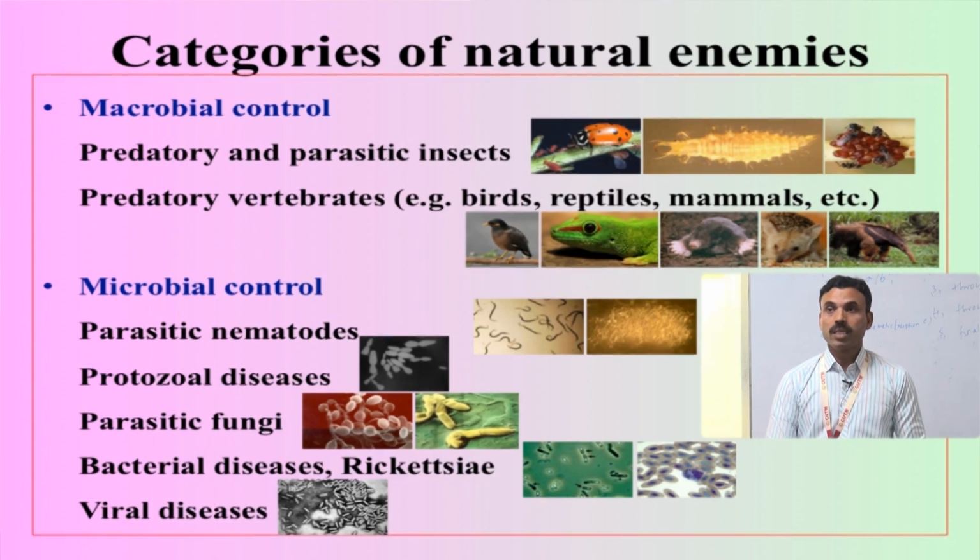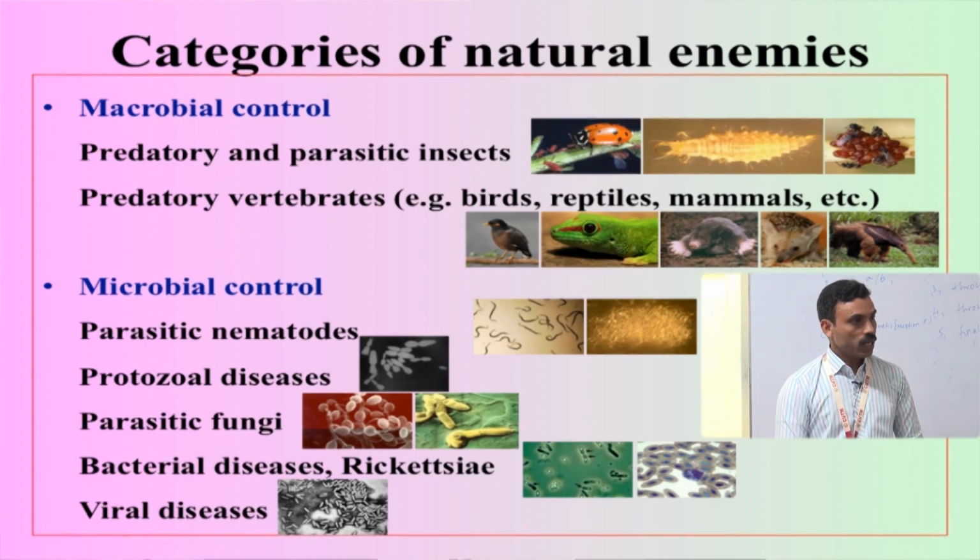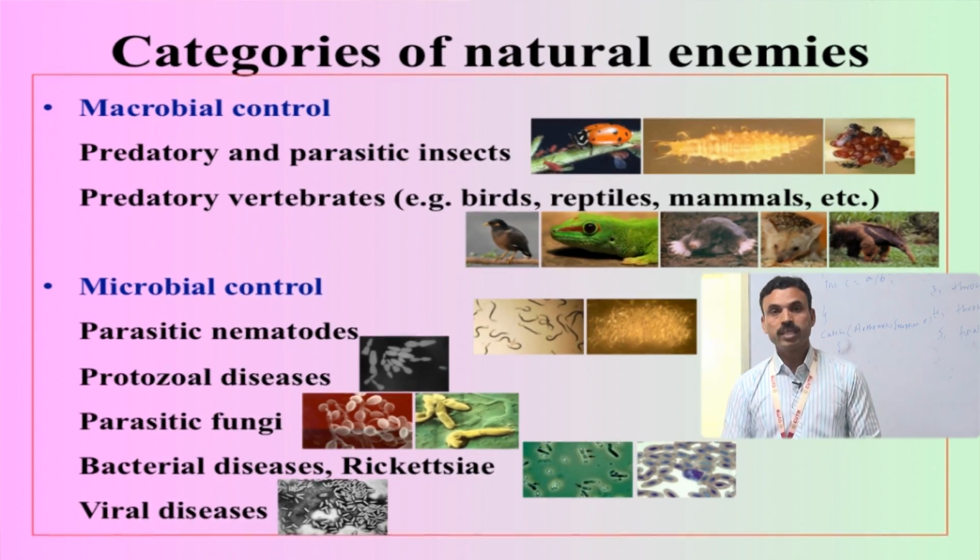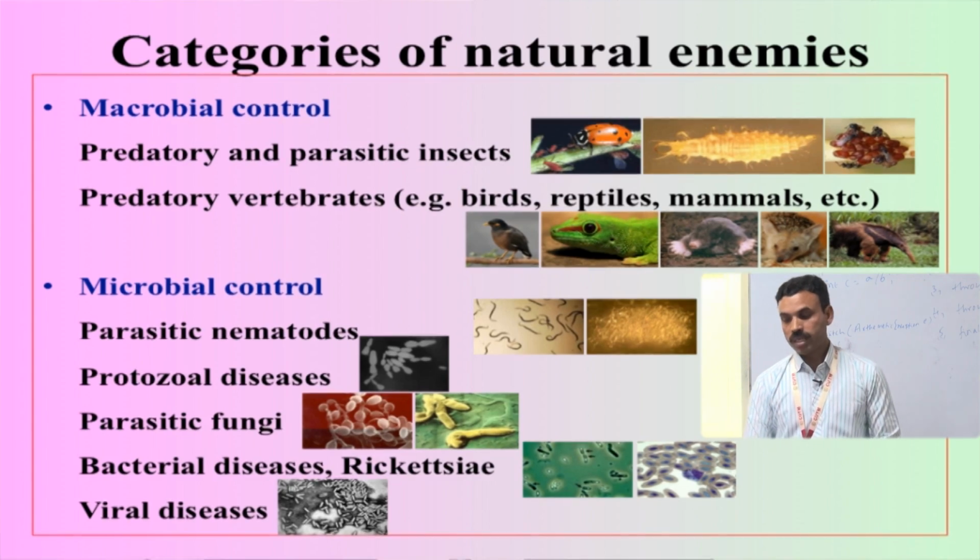But there again, production is one of the problems, which is why we are not using predatory vertebrates. However, they could also be used. Next category is microbial control, which contains the parasitic nematodes, protozoan diseases, parasitic fungus, then bacterial diseases, as well as the viral diseases.